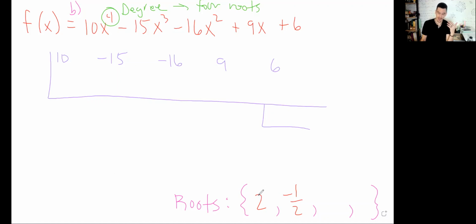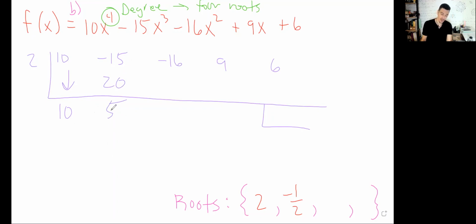Let's suppose that we use the number 2 first. So let's put a 2 out there. And then recall how this process works. You always just drop the first number. And then it's multiplication, addition, multiplication, addition, multiply, add, all the way to the end. So we go 10 times 2. Okay, so that's 20. And now you add those numbers, right? You add the negative 15 and 20 to get 5.